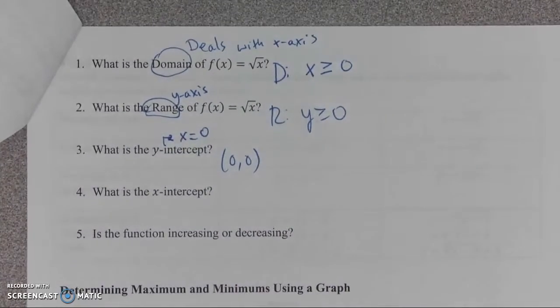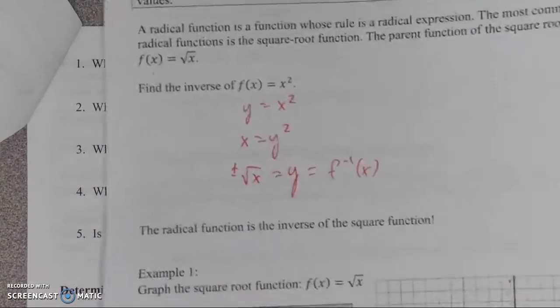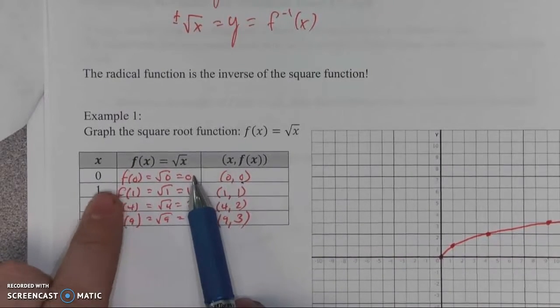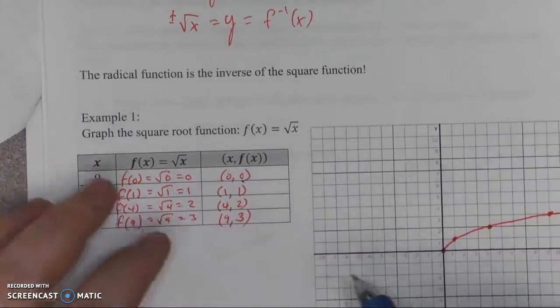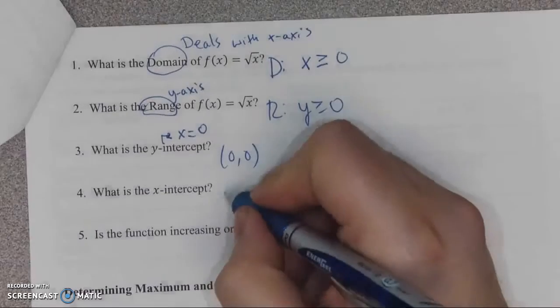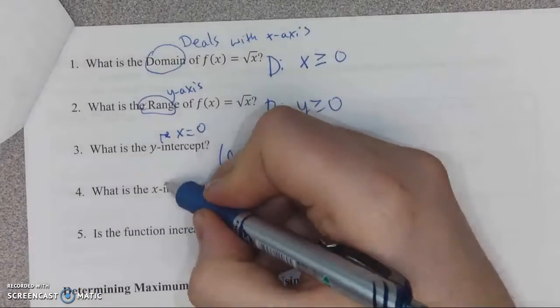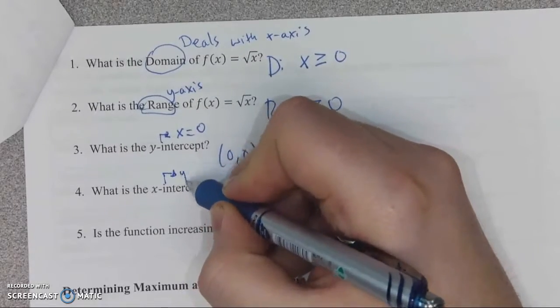And it just so happens in this case that if you look, when is y 0? So when is f of 0 equal to 0? Well, it actually happens at that same point, 0, 0. So it crosses the x-axis and the y-axis at the same point, that's 0, 0. So our x-intercept is the point where y equals 0.